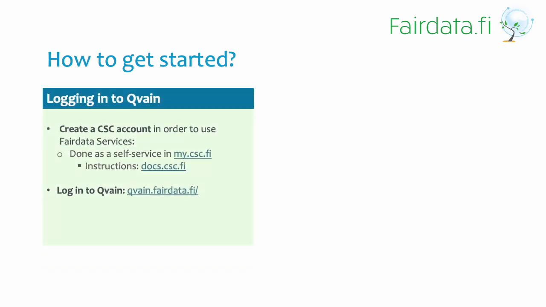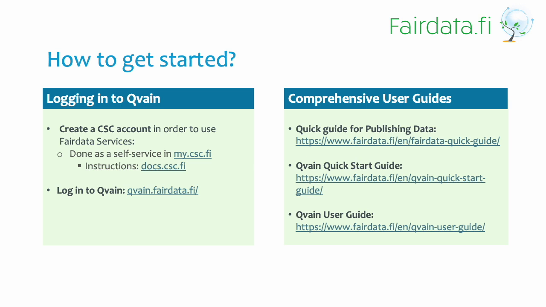In order to use Qvain, you need a CSC user account, which can be created through self-service in the My CSC portal. With the same account, you can access CSC's other services as well. When creating the account, you can link it to your Haka or Virtu credentials, allowing you to use them when logging into the service. Once you have an active CSC user account, you can log into the Qvain service at qvain.fairdata.fi. Qvain user guides can be found at fairdata.fi.